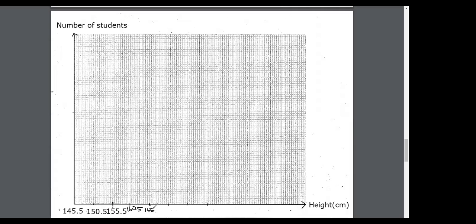So after this, you usually start from the first upper boundary. That is 145.5, and for 145.5 the cumulative frequency is 0. So usually for the ogive we use cumulative frequency. We refer to the cumulative frequency. So the answer is 0. So we plot 0 for 145.5.